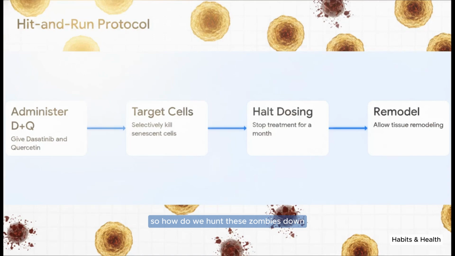So how do we hunt these zombies down? Researchers use a highly precise hit-and-run senolytic protocol. First, they administer a specific combination of compounds, dasatinib and quercetin. This targets and kills the senescent zombie cells. But here's the crucial part. They then halt the dosing for a full month. This rest period is absolutely essential. It allows the body time for healthy tissue remodeling while minimizing any off-target drug toxicity. You don't want to suppress the system every single day. You just pulse it to clear the biological debris and then let the body heal.